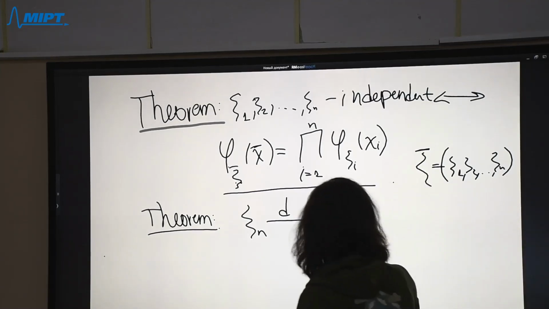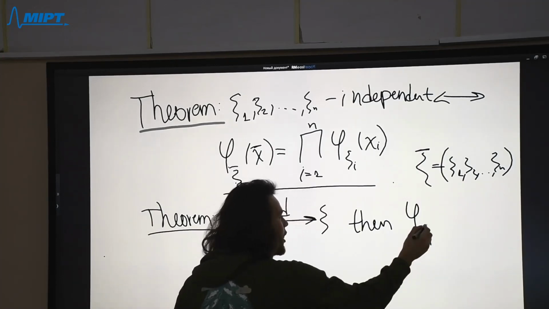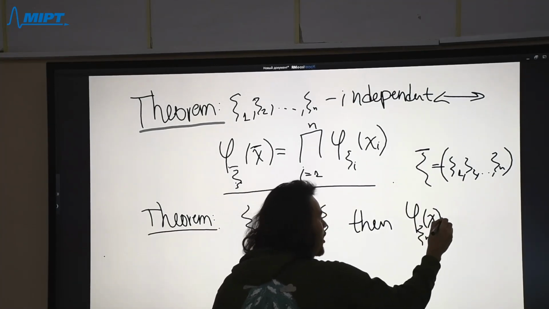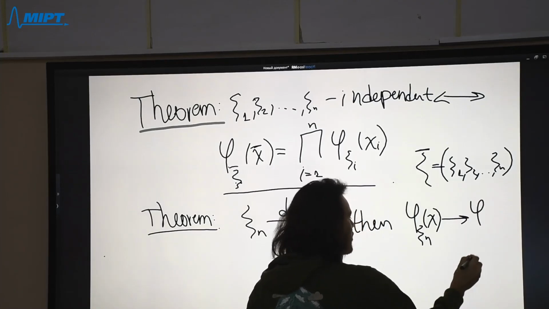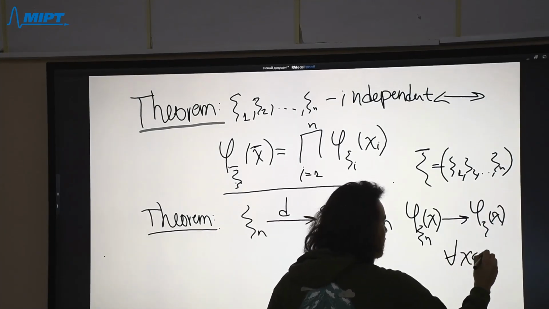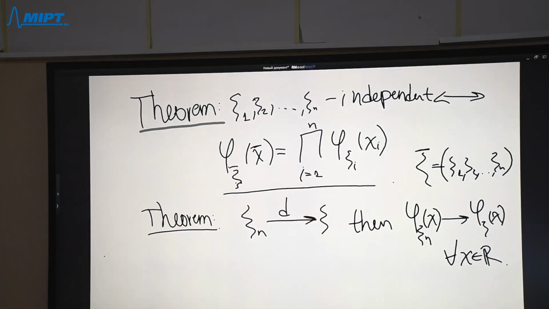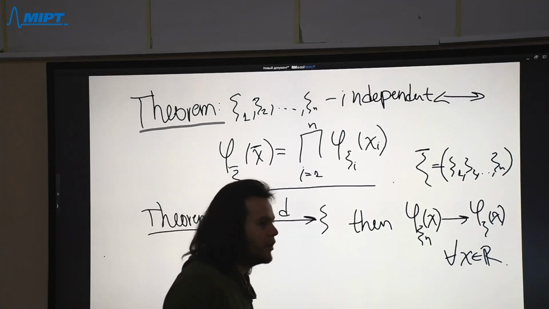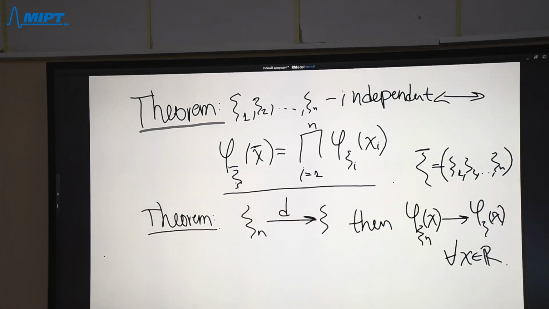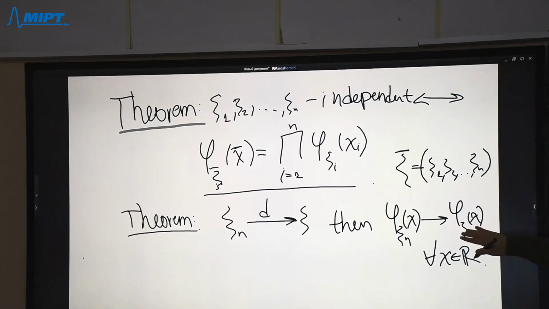then the characteristic function of xin in x converges to the characteristic function of psi in x for every x from the real numbers. So if I have a sequence of random variables and this sequence converges in distribution to psi, then the characteristic functions converge to these characteristic functions in every point.